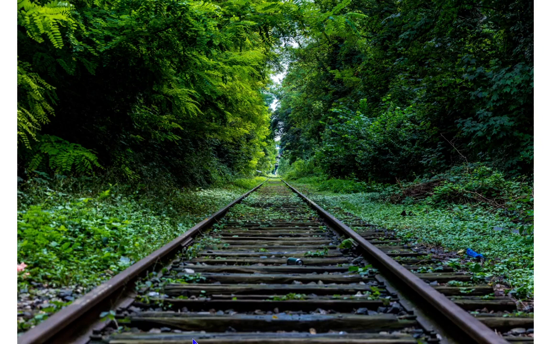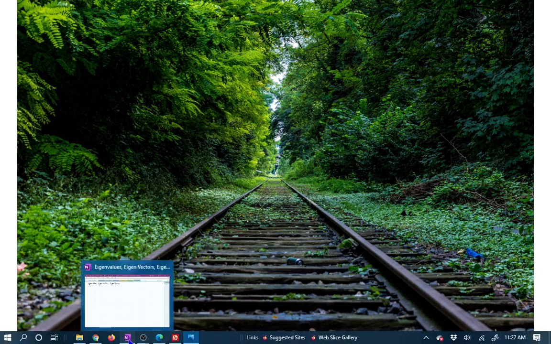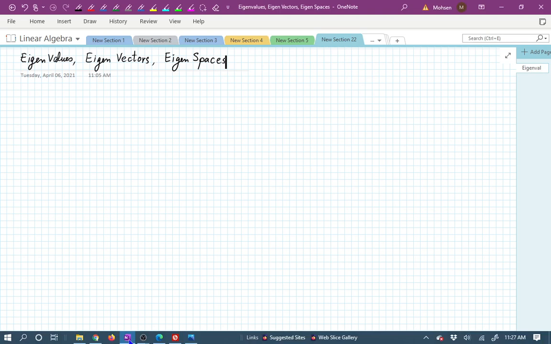Today we are going to start talking about the details of eigenanalysis. We are going to derive eigenvalues, eigenvectors, and eigenspaces of a matrix. Let's go ahead and take a look at this very important topic. So these are the topics for today.